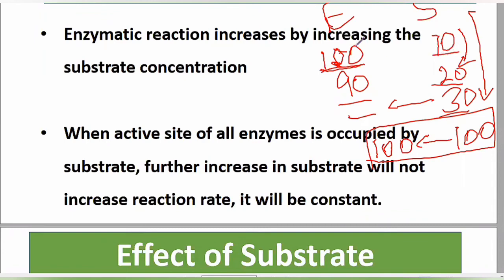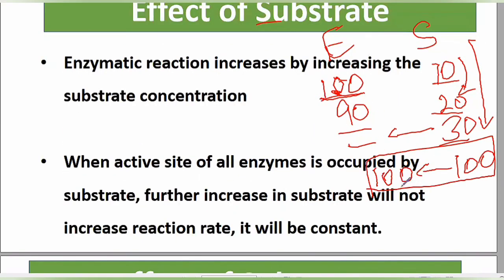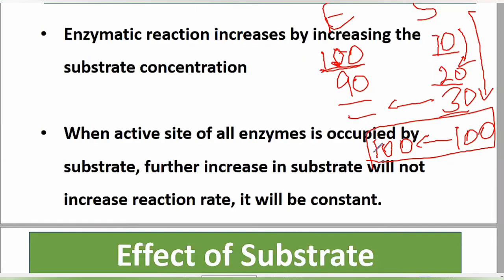Understood? It means we have kept the enzyme concentration constant, right? Enzyme concentration is constant and we are increasing the concentration of the substrate. Right? This reaction will increase till all the active sites of the enzyme are occupied by the substrate. When there will be 100 units of substrate reacting with 100 units of enzymes, then no active site is left to react with other substrate.